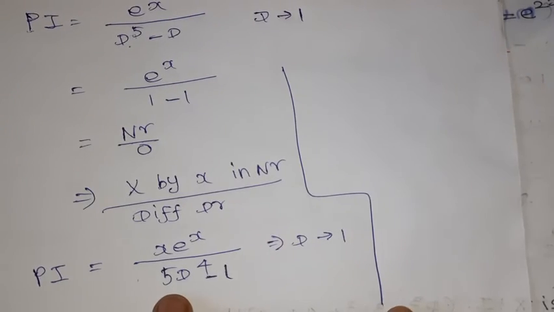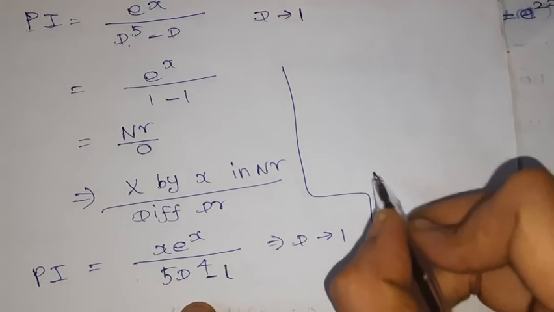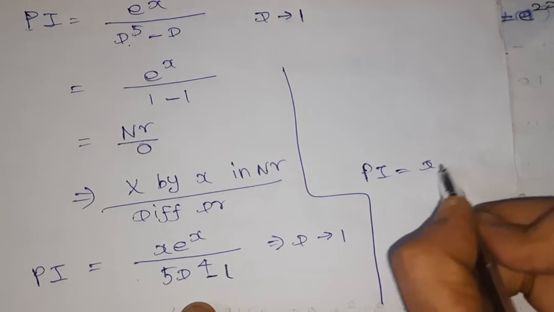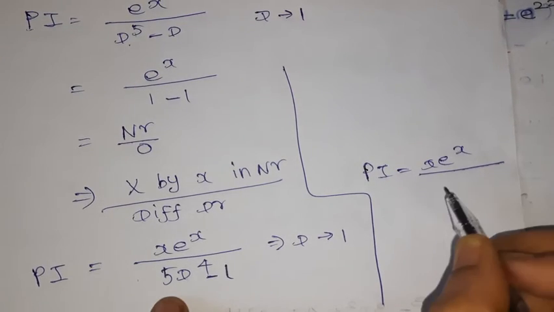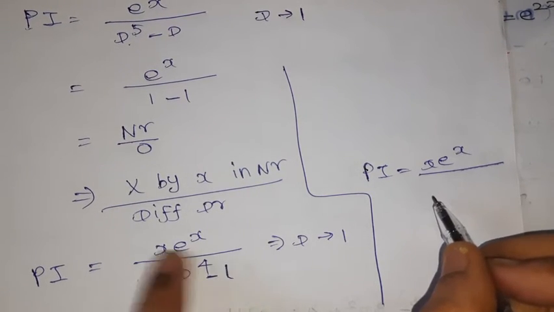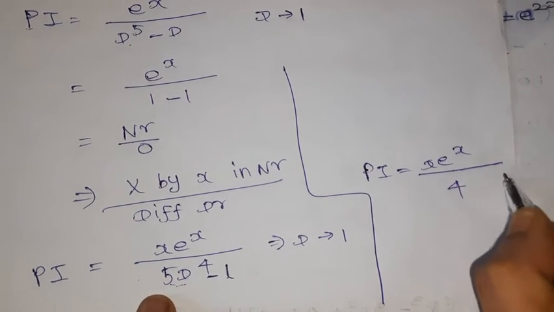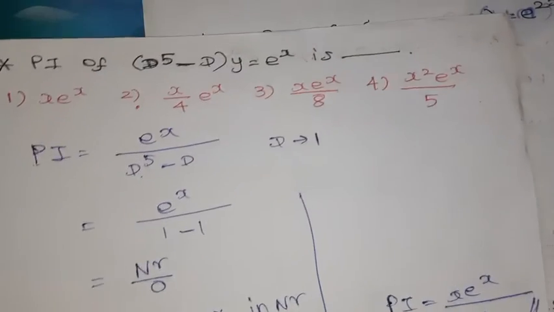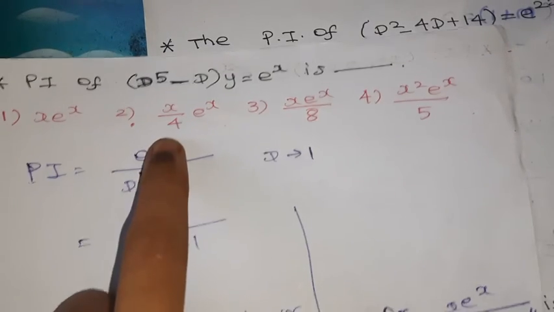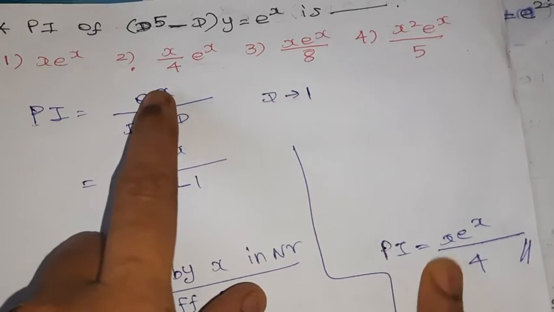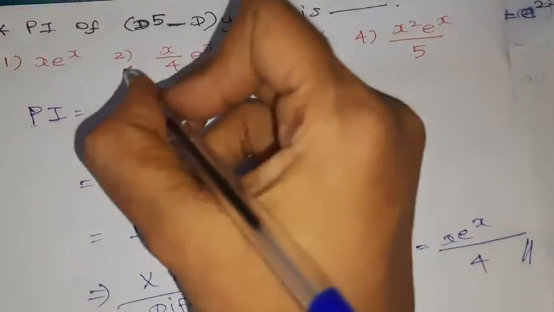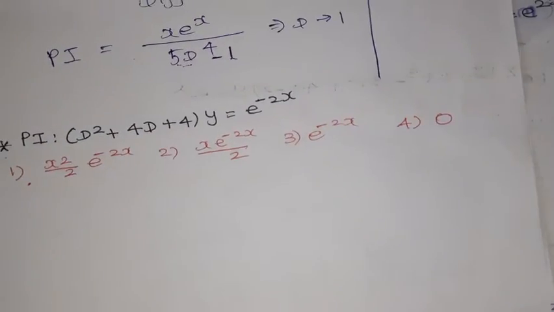So just substitute d by 1 in the denominator. P.I. equals x e^x divided by 5 minus 1, that is 4. So x e^x by 4, so P.I. equals x by 4 into e^x. Option 2 is the right option for this problem. We will move on to the next one.